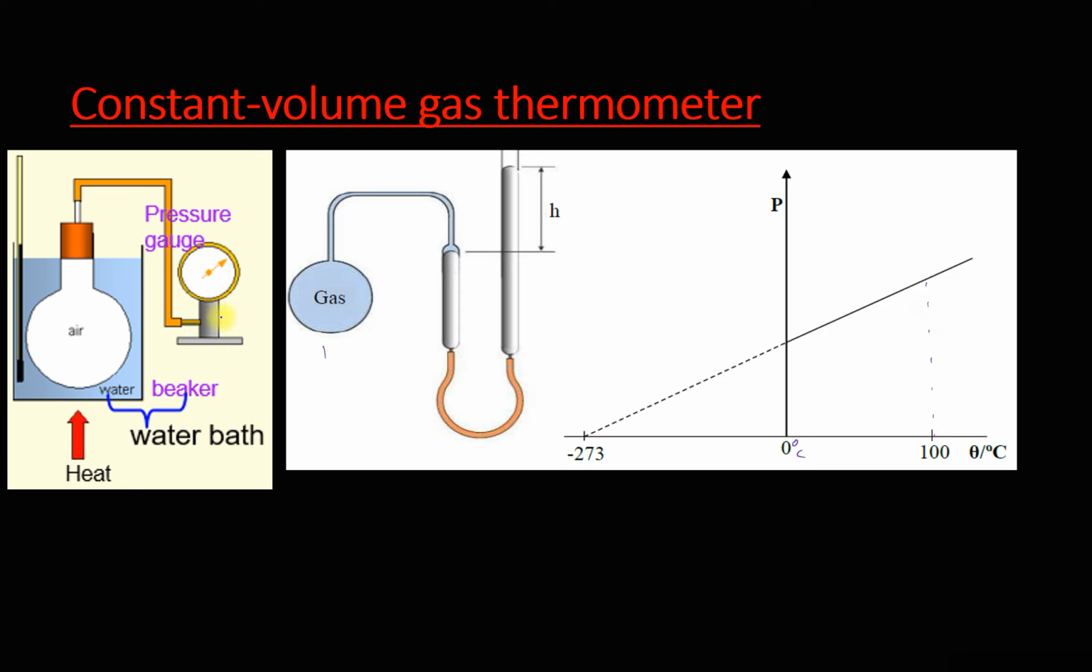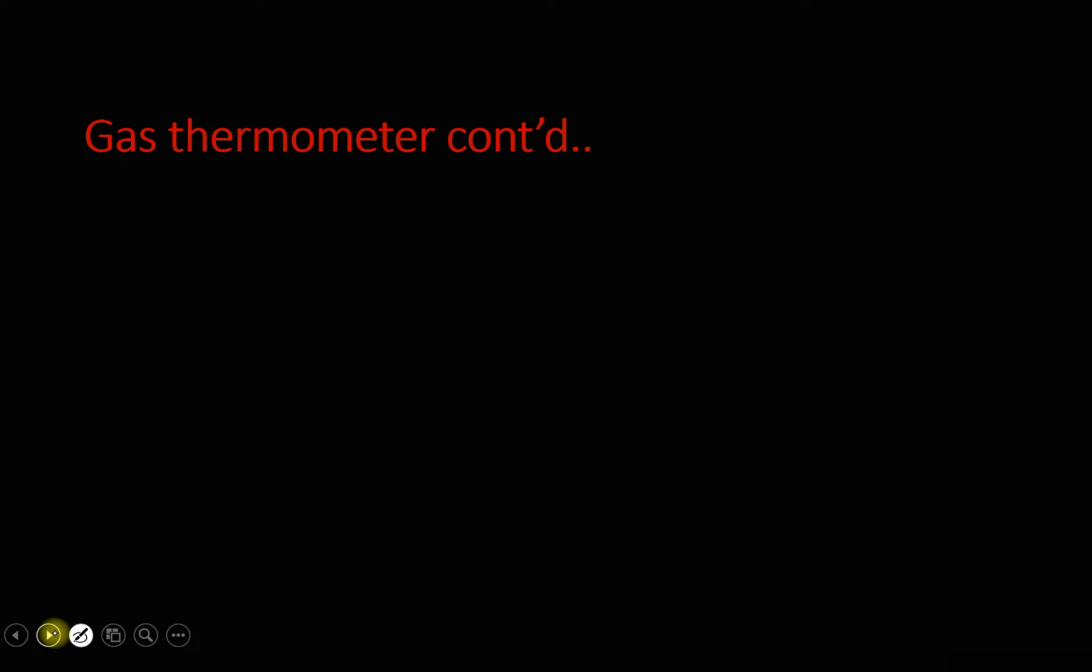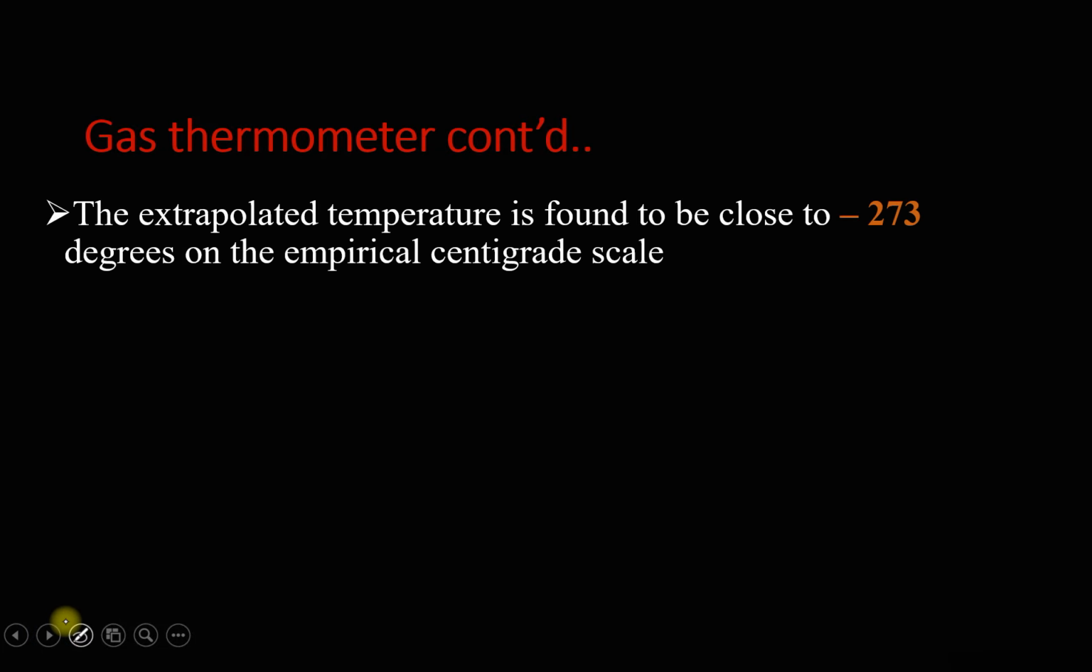Of course, because this thermometer is using gas, for a gas PV is equal to nRT. If the gas is ideal, then at constant volume the pressure varies perfectly linearly with the temperature, which would give us a perfect straight line like this one here. So for a constant volume gas thermometer, the property is considered to vary perfectly linearly with the temperature. That is, if the gas is ideal, the variation is extremely perfect. The extrapolated temperature is found to be minus 273 degrees on the empirical centigrade scale.